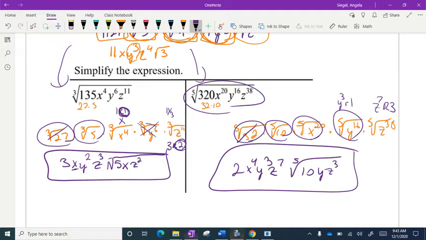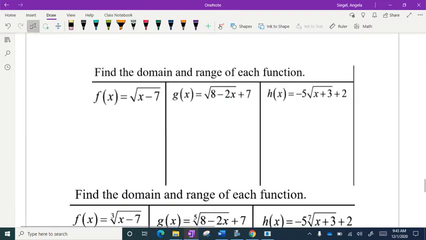Please be nice to me when you are doing these. Make sure that you put the roots where they're very easy to see and that you're not getting it mixed up with the exponents. Okay, so for our final section, we're going to find the domain and range of each function. So remember, we've had these before, so you cannot have a negative number underneath the square root. So we have to have x is greater than or equal to 7. So our domain is going to be, because it's equal to, it's going to be 7 to infinity.